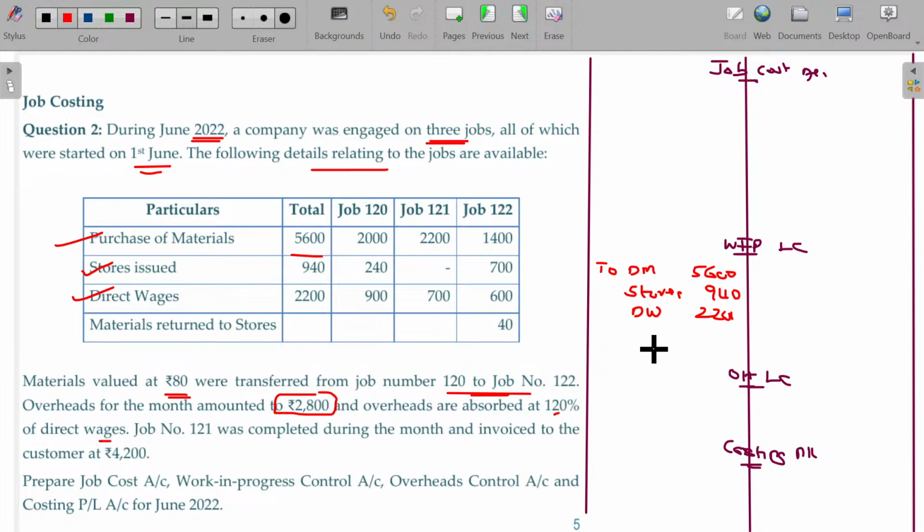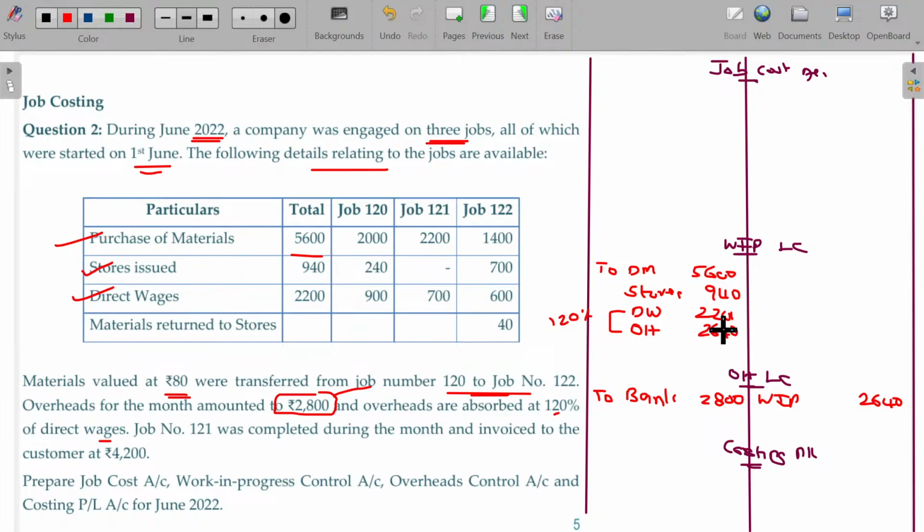of the direct wages. How much is absorbed? 120% of the direct wages. Come on, tell me. This will be transferable from the overhead ledger control account. So work in progress ledger control account 2,640. Here the incurrence being to bank or cash. How much will be the incurrence here? 2,800. 2,800 will be the incurrence and absorption being 2,640.